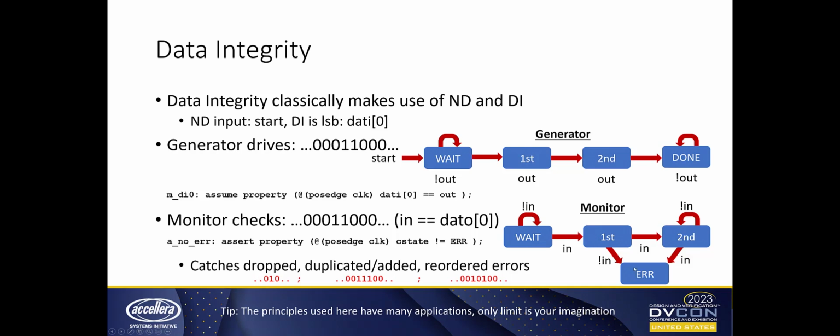But if I get a 1 and then a 0, I'm going into the error state, or if I get 3 1s back to back, for example, or some third one, I again move to the error state. And so your property is very simple. It just says I should never be in the error state. And you're catching drop data, duplicated data, or added data, or reordered data, these types of data integrity bugs.